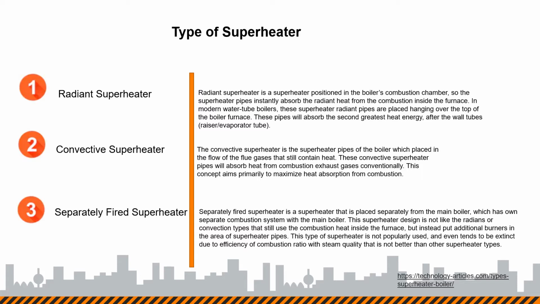And lastly, the separately fired superheater. This superheater is placed separately from the main boiler, and has its own separate combustion system. The design is not like the radiant or convection types that still use the combustion heat inside the furnace, but instead puts additional burners in the area of the superheater pipes.